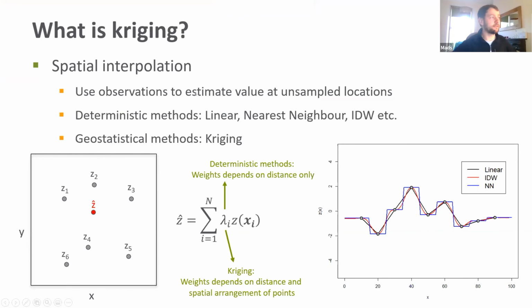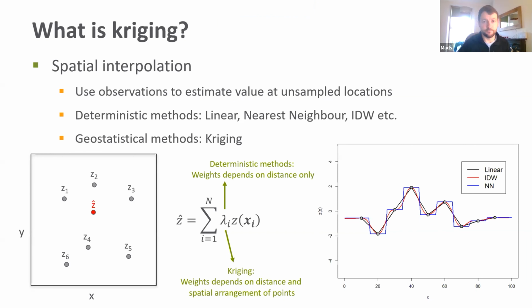So what is kriging? Basically, a method for doing spatial interpolation. And I think most of us know what that means. Spatial interpolation is the process of using observations of some kind of variable at known locations to estimate the value at unsampled locations. There are a number of different methods you can use to do this. People will maybe be familiar with linear interpolation, nearest neighbor, inverse distance weighting interpolation. What characterizes these is that they are all deterministic methods, so they just provide a best estimate of the value at the unmeasured locations.